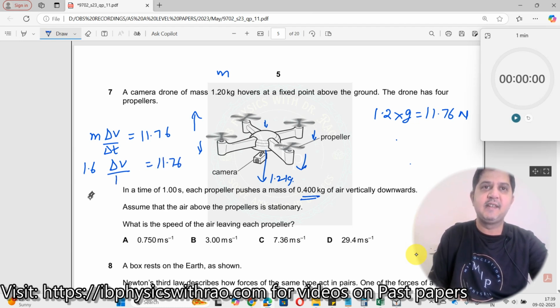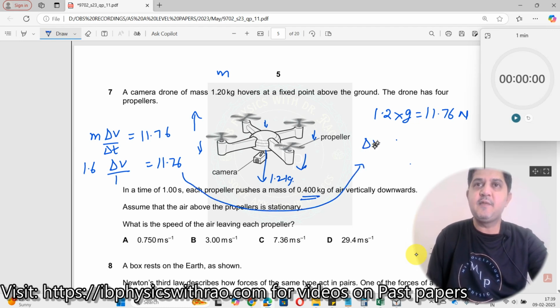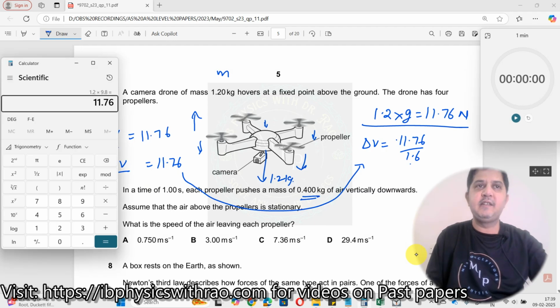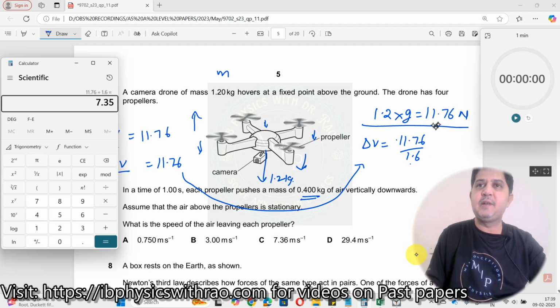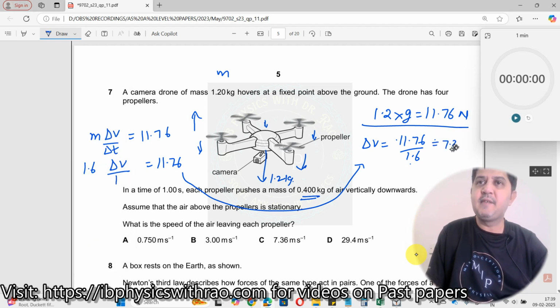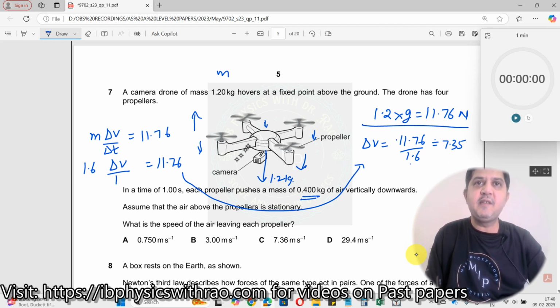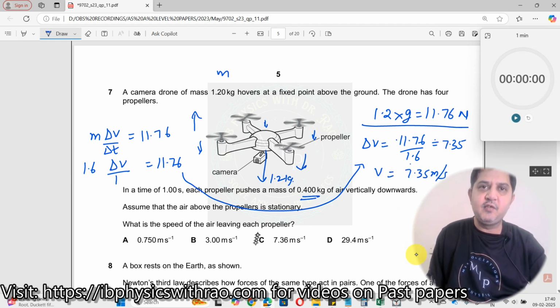So let us calculate this. Delta v should now be equal to 11.76 divided by 1.6. When I calculate that, I get 7.35. So therefore, the initial velocity was 0. If I assume that, this change in velocity v should be equal to 7.35 meter per second. The answer closest to this is C, which is the right answer.